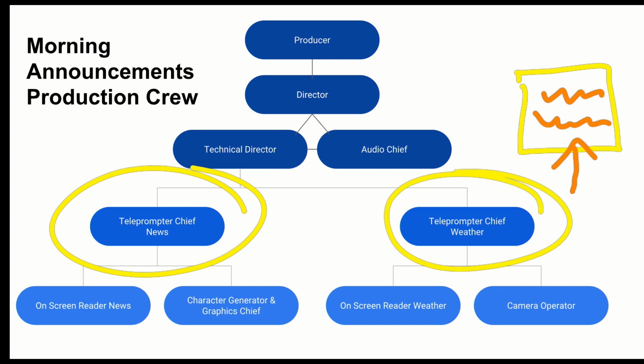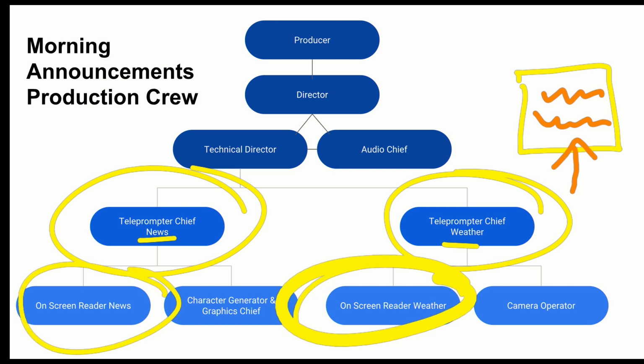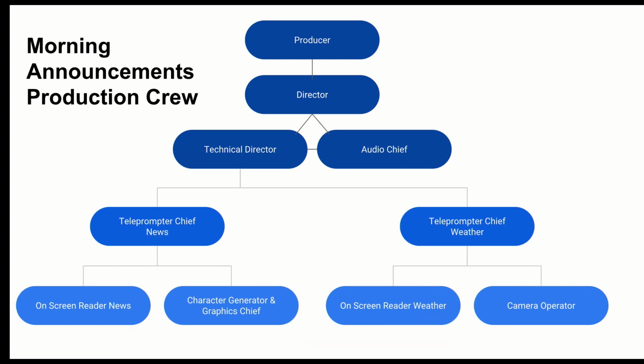Now, if you have multiple teleprompter chiefs, the one here for the Griswold High School Broadcast Club has news, and then another one for weather, it gives the talent what they should say. So that's important. And then looking at what the teleprompter chiefs are creating are either the on-screen talent here. There's our on-screen reader. They're looking at the teleprompters and learning what to do, or reading what is on the screen.